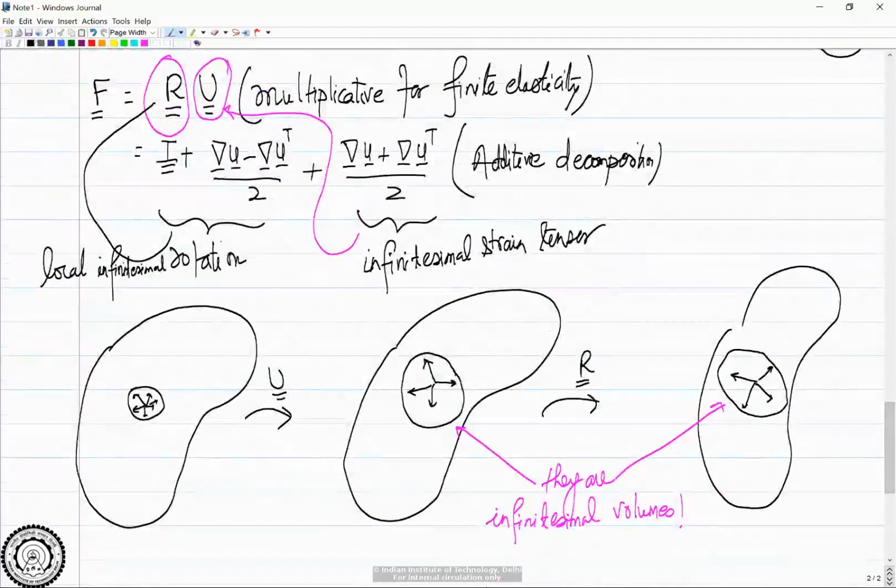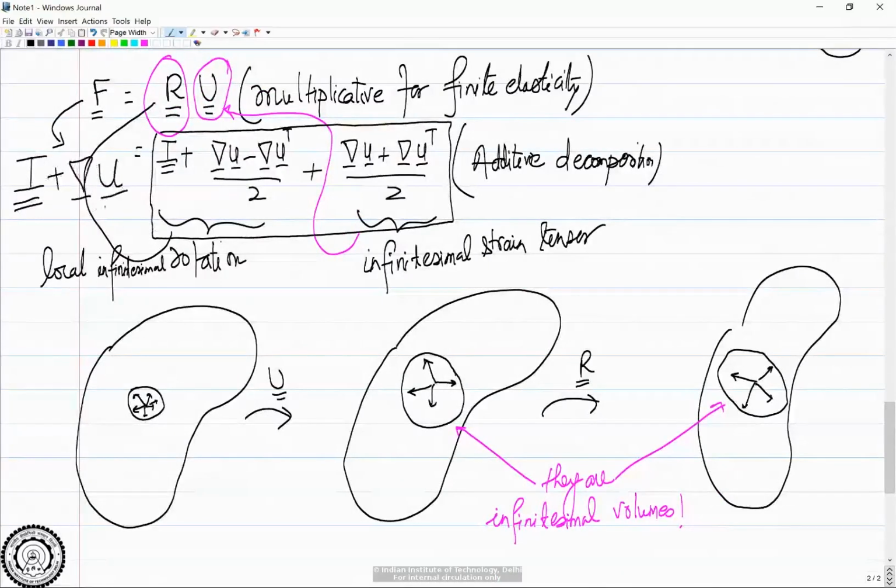So what Niranjana is saying is that this decomposition is exact even for finite elasticity, isn't it? That's what you are saying, no? Because F is anyway I plus grad U, even for finite elasticity. And grad U, which is a general tensor, can be written as a sum of antisymmetric and symmetric part, the way I have done here. So this decomposition holds exactly even for finite elasticity. But the interpretation, that this part corresponds to strain and this part corresponds to local infinitesimal rotation, is only in linear elasticity. So linearly we use that interpretation. Yes, correct.